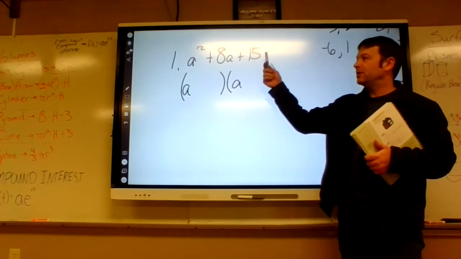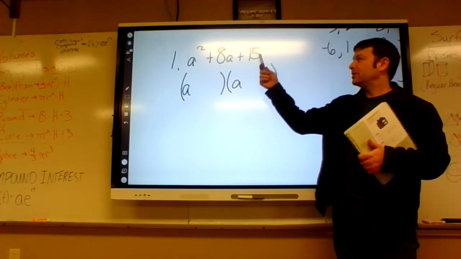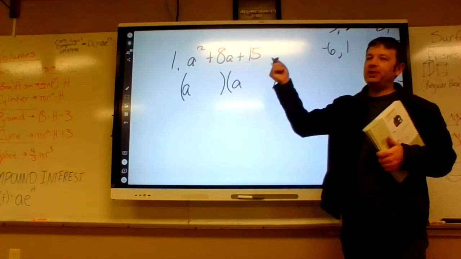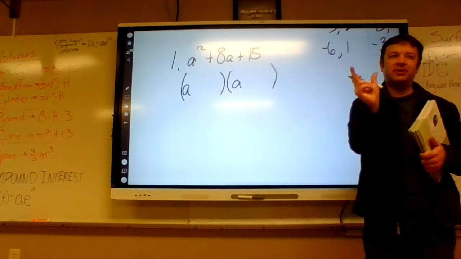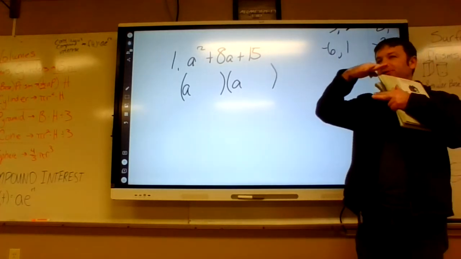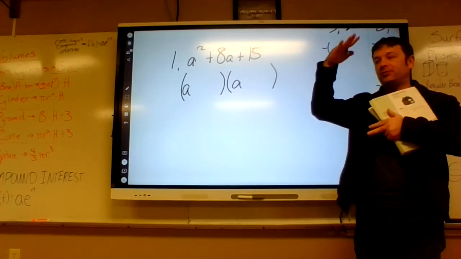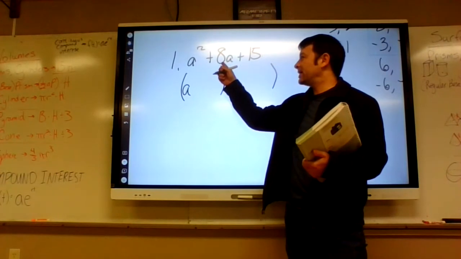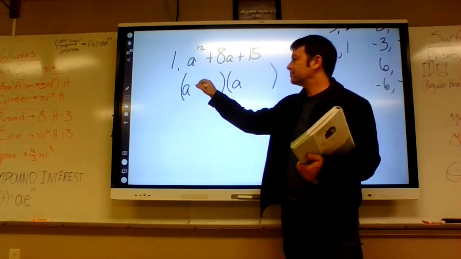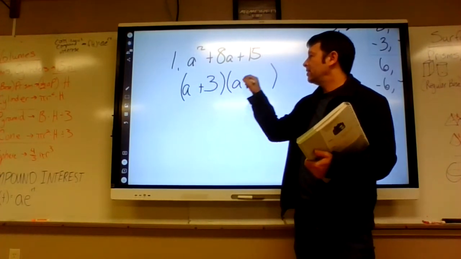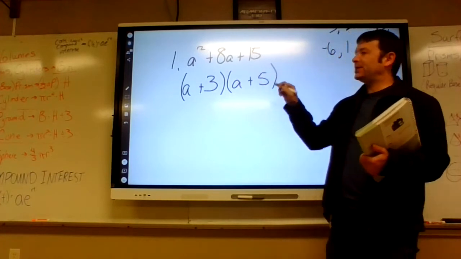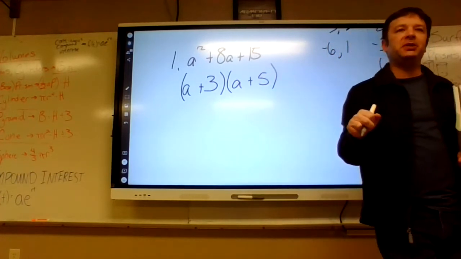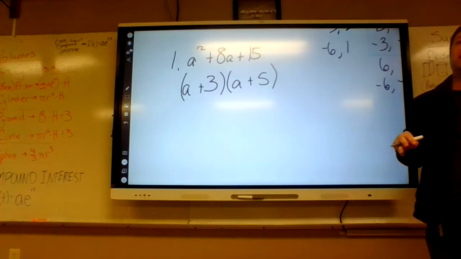3 and 5, not 5 and 5. Could have been 15 and 1, but they usually like the numbers in the middle, like 3 and 5 instead of 1 and 15. So, does that add up to 8? Yes.